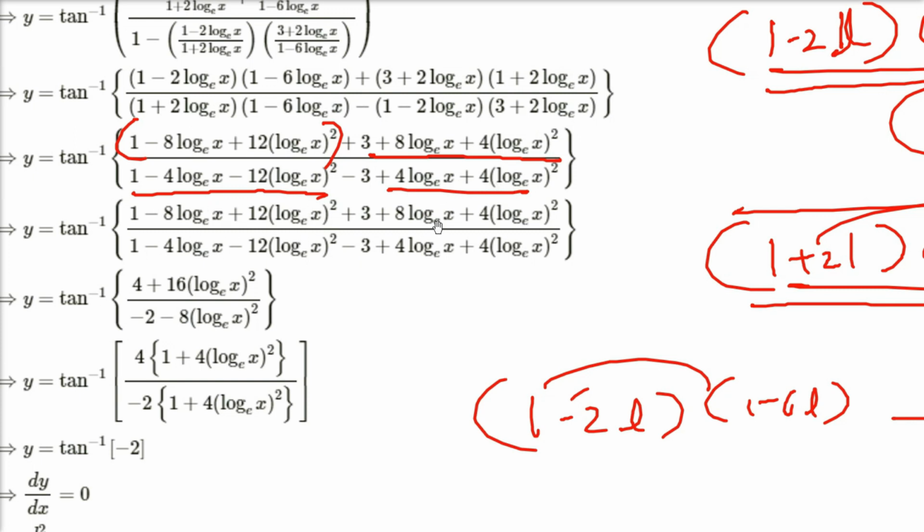So 12 plus 4 is 16. This minus 8 log x plus 8 log x gets cancelled. You have 4 plus 16 into log x whole square. Denominator also, you have this 4 log x and 4 log x gets cancelled.